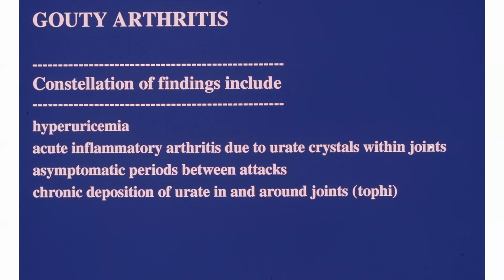There are asymptomatic periods between attacks. This is known as intercritical gout. Then finally, chronic deposition of urate in and around the joints forms tophi. Now, one can have all three of those at one time, but that is the classic breakdown of the disease. It was one of the first metabolic diseases described in Great Britain during the 1880s.